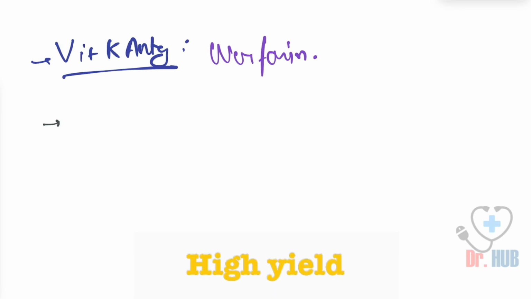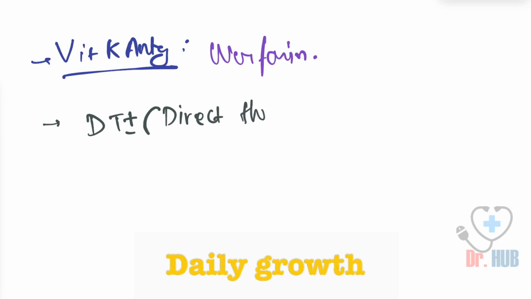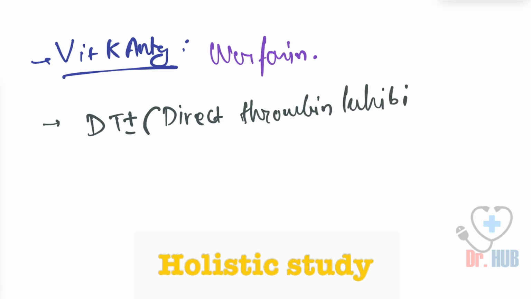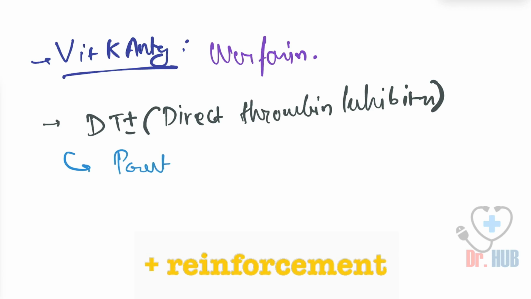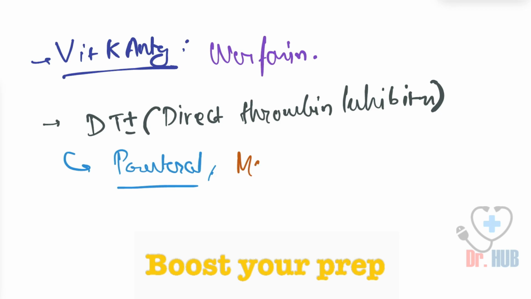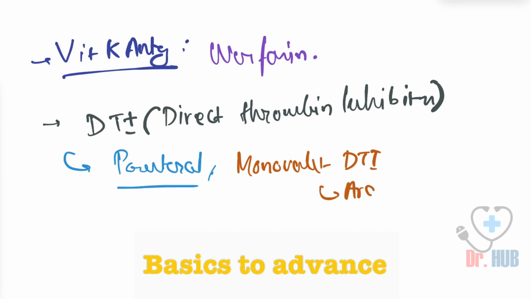Next, we look at the DTI. What is DTI? DTI is nothing but the direct thrombin inhibitors. Under DTI, there is the parenteral. So what is this parenteral? The parenteral is monovalent. This is monovalent DTI, that is argatroban.